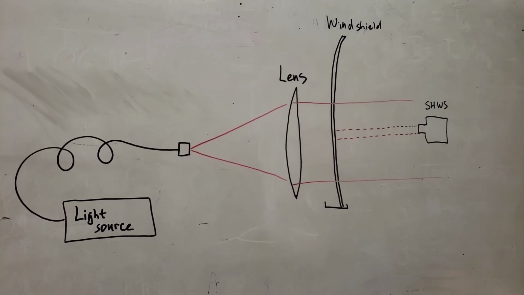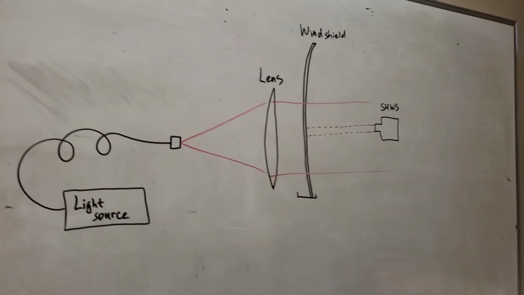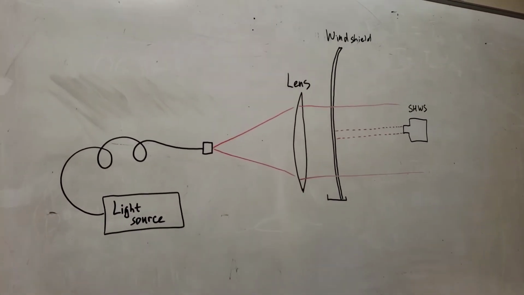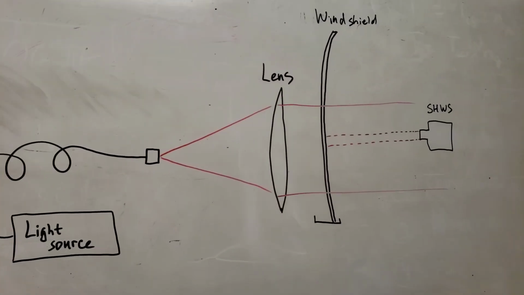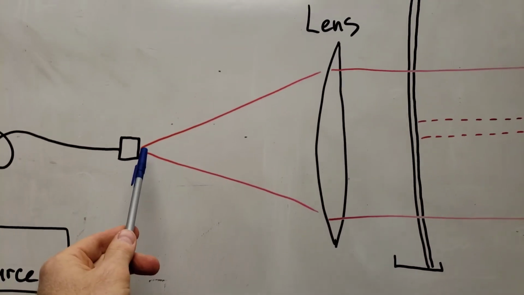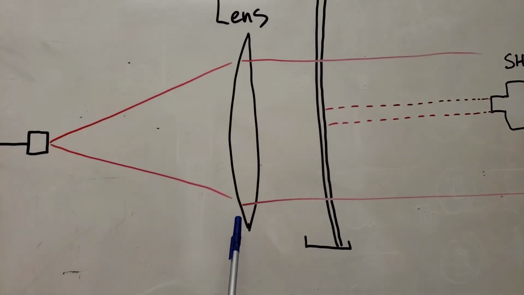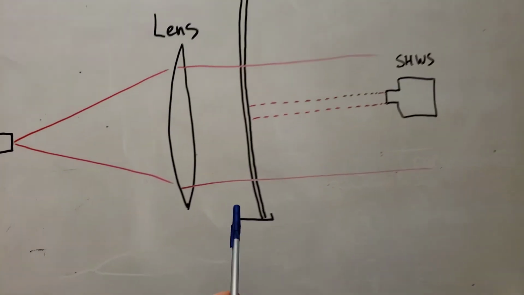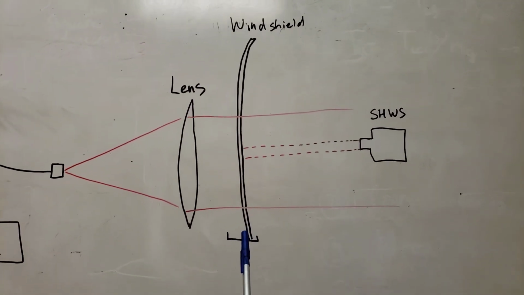So let's start by looking at the conceptual schematic of what you're going to see on the measurement table. Basically there is a light source with a fiber. The fiber emits a cone of light. That cone of light is collimated by the lens. And then the collimated light passes through the windshield.